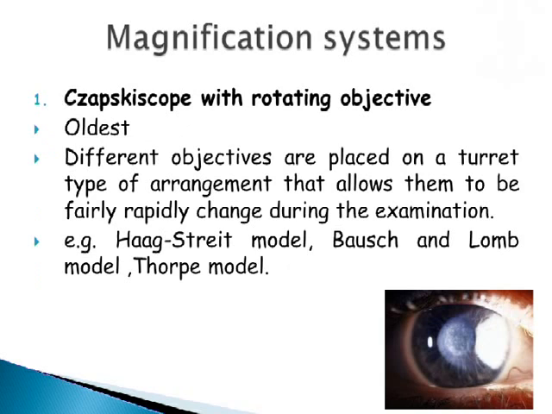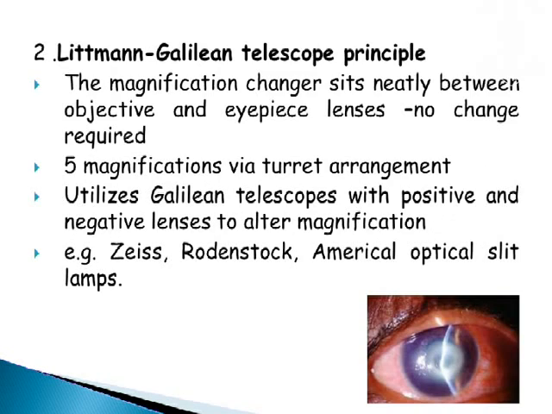Then we come to the magnification system. Now this is a lot of technical stuff here, but we'll try and make it as simple as possible. The magnification systems are of two types. There is one called the Zeiss scope with rotating objective, which is the older version. There are different objectives placed on a turret type of arrangement that allows them to be fairly rapidly changed during the examination. So your Haag-Streit models, the Bausch & Lomb model and the Topcon models have this kind of magnification system. And then came the Galilean telescopic principle.